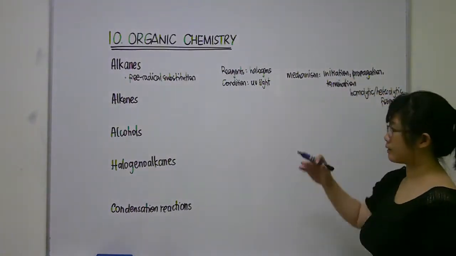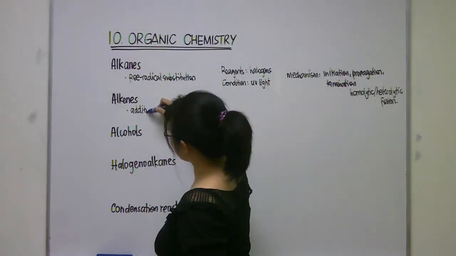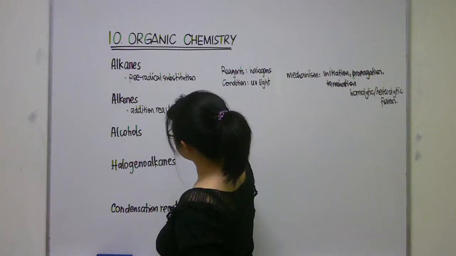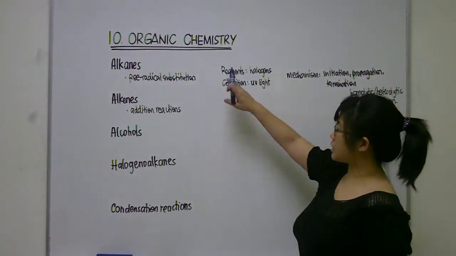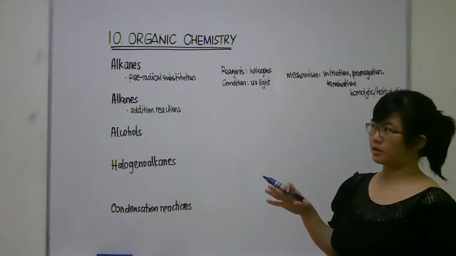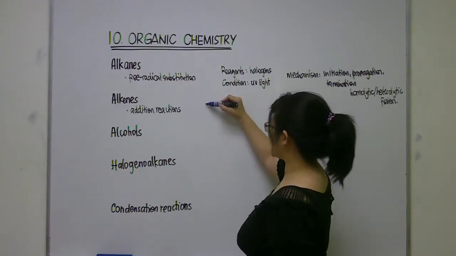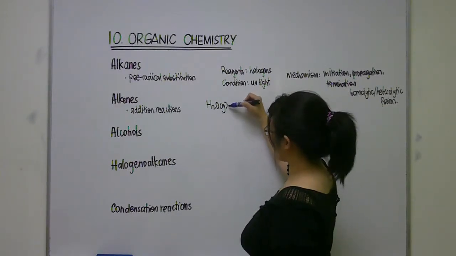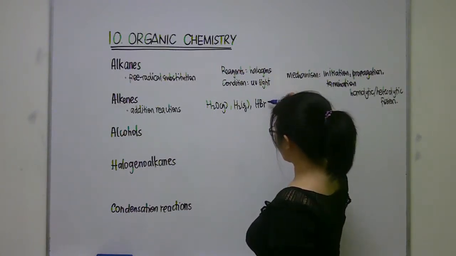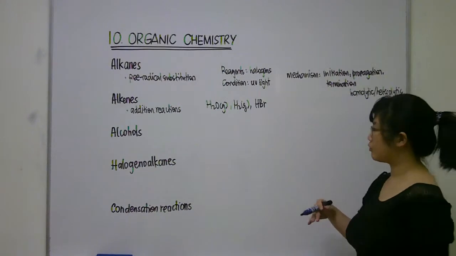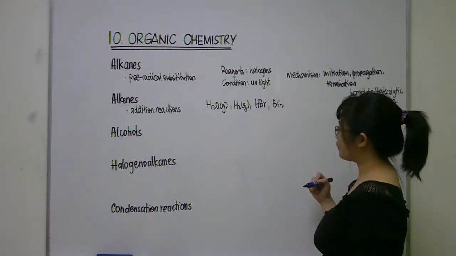Okay, that's for alkane. For alkenes, we are going to be talking about addition reactions. So also you need the reagents and conditions, but there are so many things that can be added across the double bond in the alkene. So you need to include addition of steam, addition of hydrogen, addition of hydrogen halides, which can be bromine, chlorine, fluorine, iodine, and addition of halogens themselves.